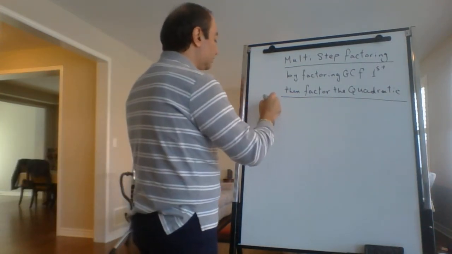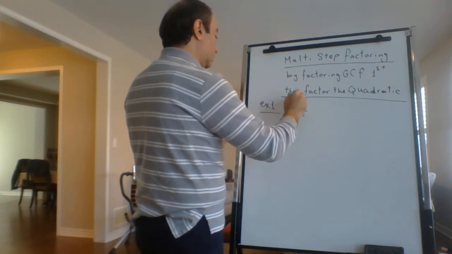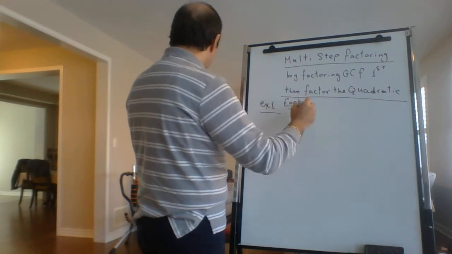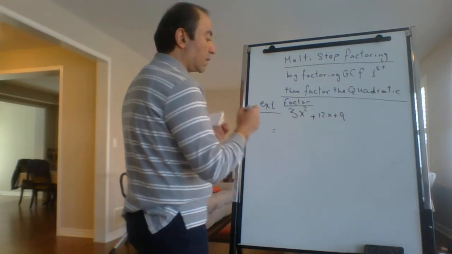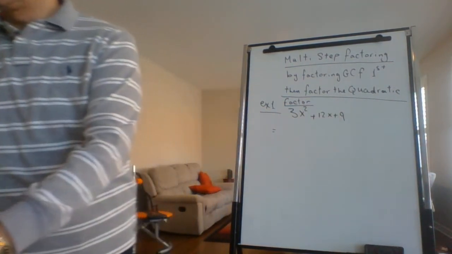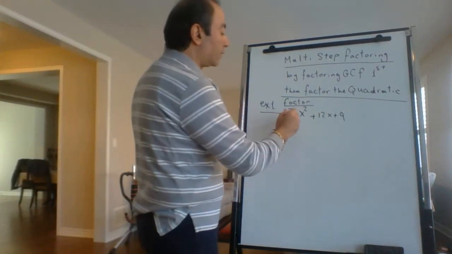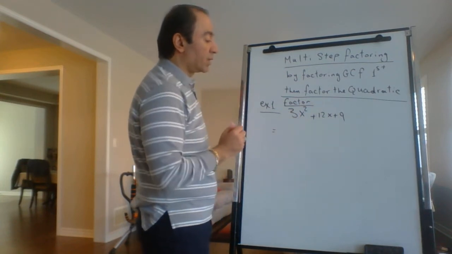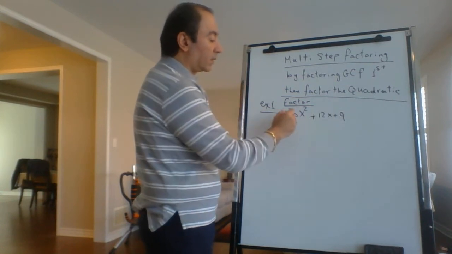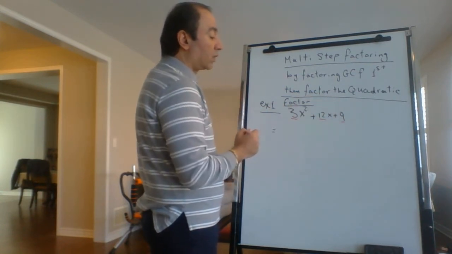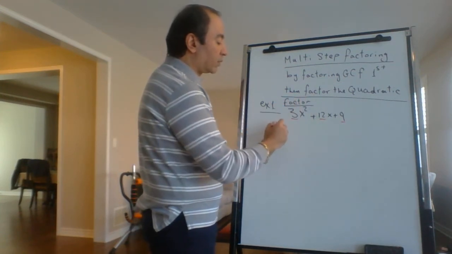So example 1, factor 3x squared plus 12x plus 9. We need to factor this. So the first thing I notice is that A is not 1. So I look if there are any common factors here. I see that all of them can be divided by 3. 3, 12, and 9. So 3 is a common factor. 3 is the greatest common divisor among those. So I factor the 3 out.